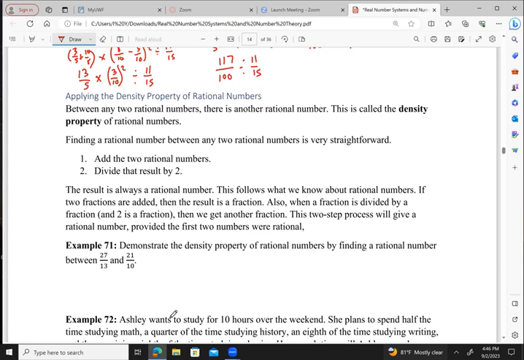That follows what we know about rational numbers. If two fractions are added, then the result is a fraction. Also, when a fraction is divided by a fraction, and 2 is a fraction, then we get another fraction. This two-step process can give a rational number provided the first two numbers were rational. So demonstrate the density property of rational numbers by finding a rational number between 27/13 and 21/10.